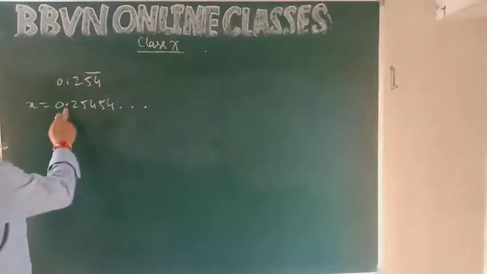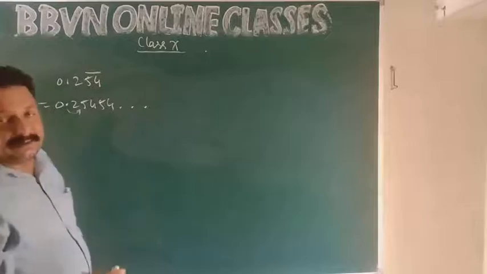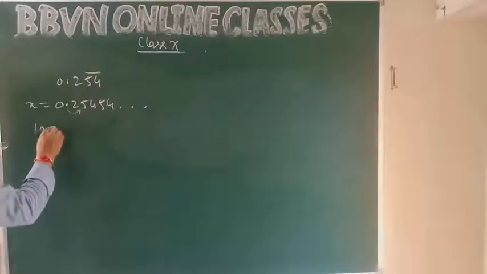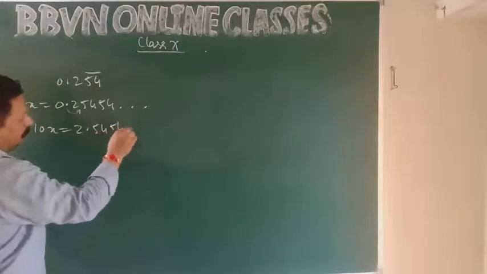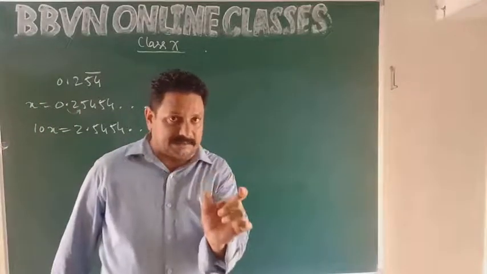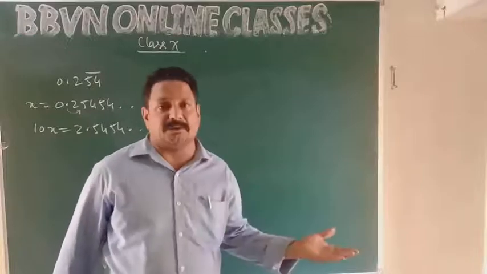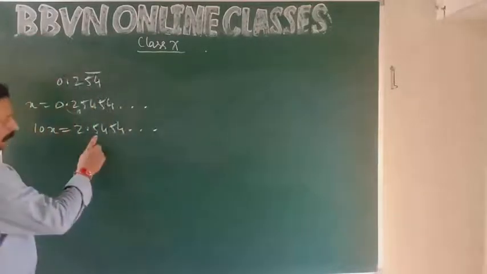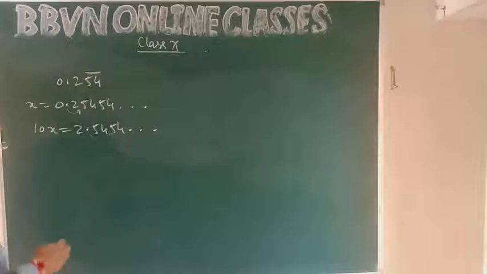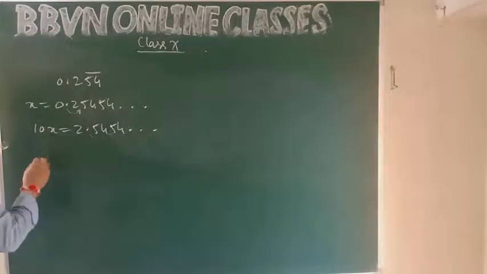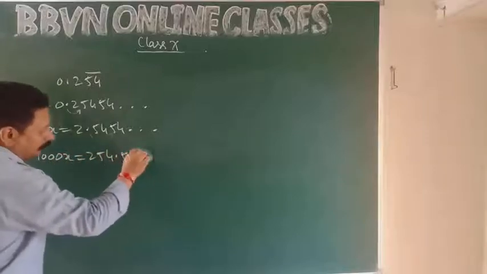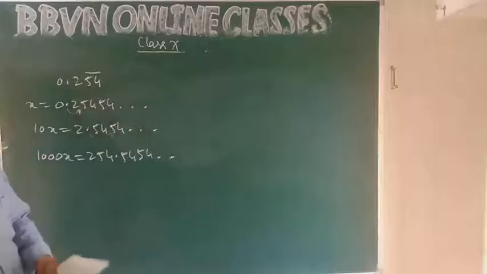So what I have to do, I have to shift this decimal one place to the right. It means I have to multiply the equation both sides by 10. So I get 10x is equal to 2.5454 dot dot dot. Now second step is, one complete set of the terms that are being repeated should be shifted to the left side of the decimal. So 54, again you have to move the decimal 2 places forward, so multiply both sides by 1000, sorry, 100, so 100 into 10 becomes 1000x is equal to 254.5454, you can write this as much as you want. So why do we do that?